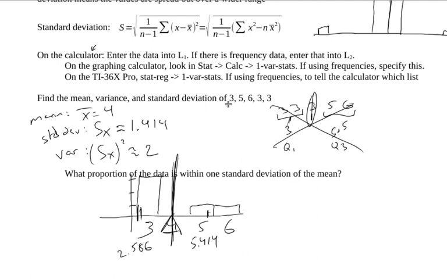Well, let's see. The 3 is, the 3 is, the 3 is, and the 5 is. The 6 is not, though. So we would get 4/5 of the values. 4 out of the 5 values are within one standard deviation of the mean. This would be 80%.